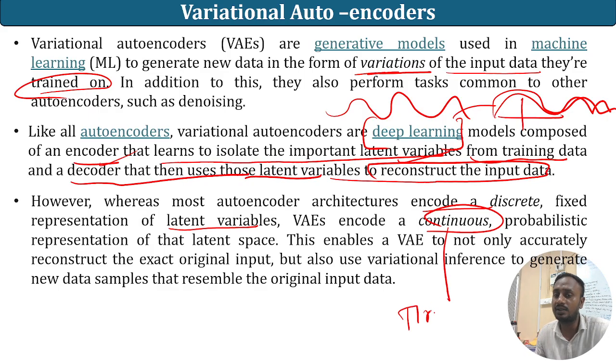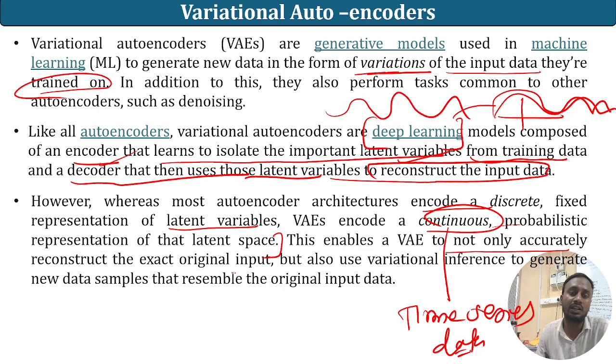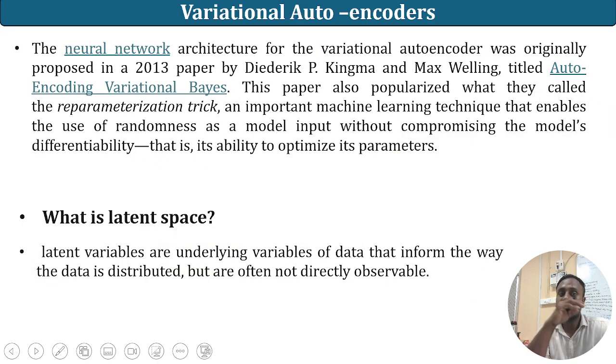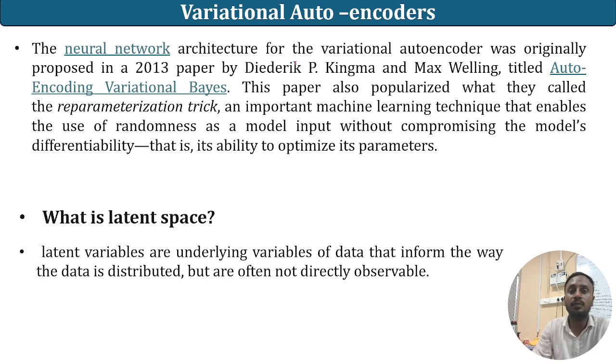It means time series data. A probabilistic representation of the latent space. This enables a VAE to not only accurately reconstruct the exact original input, but also to generate new data samples resembling the original input data. Actually, it was introduced by Diederik Kingma and Max Welling in Auto-Encoding Variational Bayes.